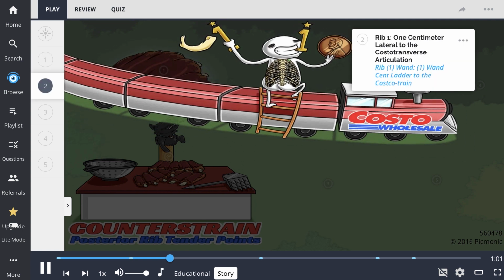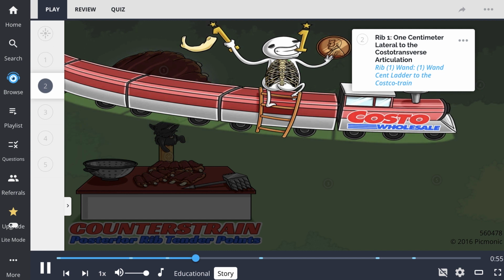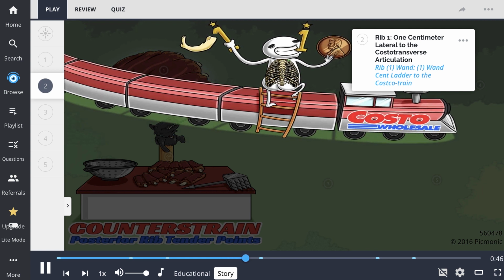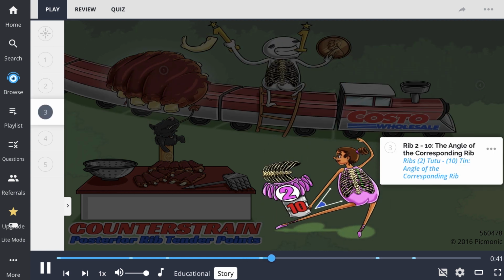So, a savior came by and got the first rib down by hitting it with a 1 wand. He had to climb up on a Costco train that happened to be passing by. He got another 1 wand and a cent for his troubles. But then, the rest of the ribs started tumbling down. Who would catch them? Well, it was this ballerina who had been practicing in the park. She took off her tutu and placed it on a 10-tin to soften the landing for the ribs. Luckily, she was located at just the angle of the corresponding ribs, so she made the catch flawlessly, with all the grace of a ballerina.